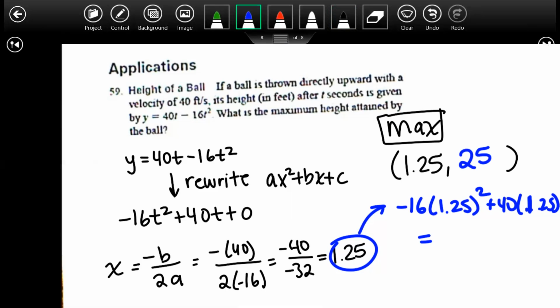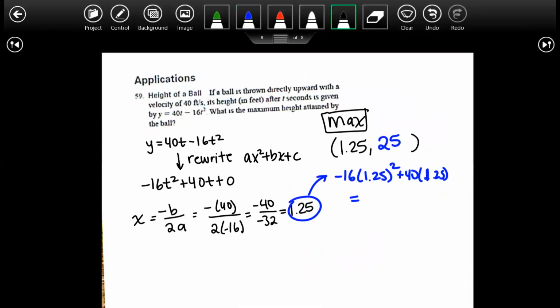25 feet. If I had to give you guys a diagram of what this looks like, we're going to have a guy standing down below here. He throws a ball up in the air and it comes back down. After 1.25 seconds, it's in the air hitting a maximum height of 25 feet. Does that make sense? Okay.